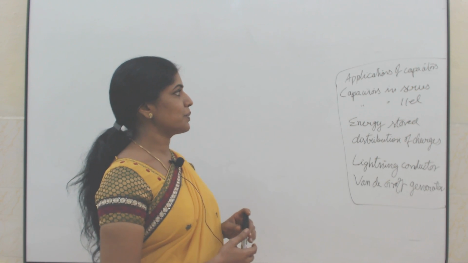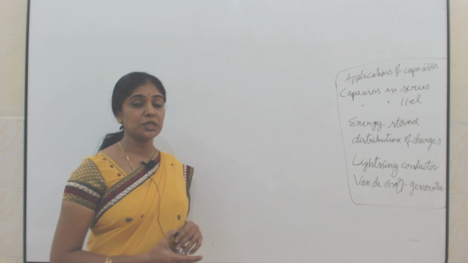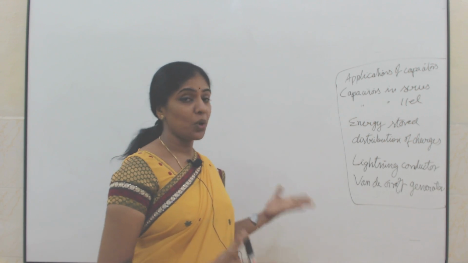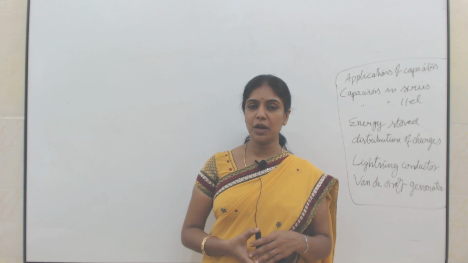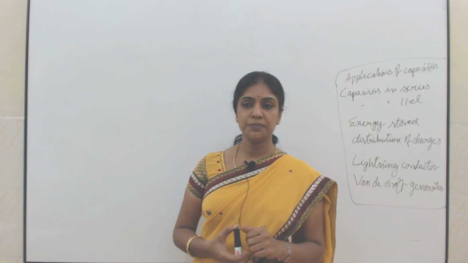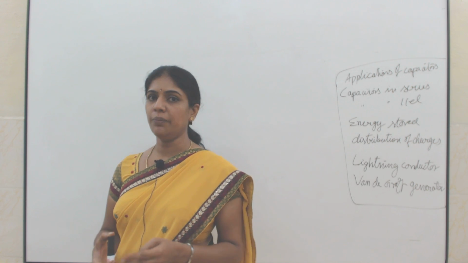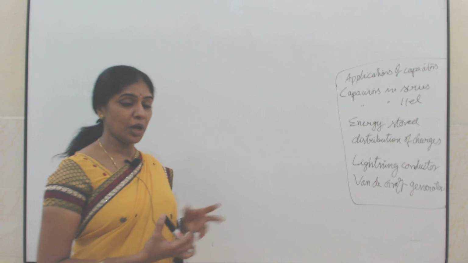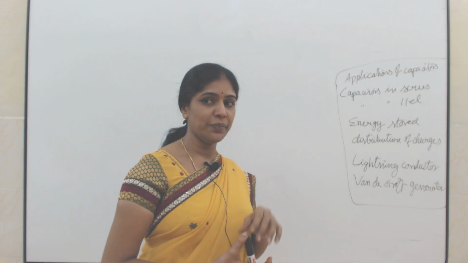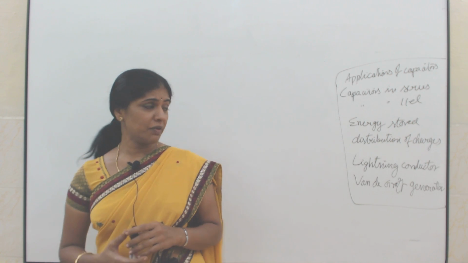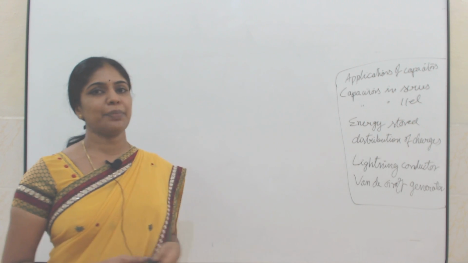So we have seen what is meant by molecular polarizability, what is polarization, what is electric polarization, and what are polar molecules and what are non-polar molecules. Can you give us some examples for polar molecules? Yes, H2O, N2O, NH3, HCl. What are the examples for non-polar molecules? N2, CO2, and O2. Then we will go for some applications of this capacitor.